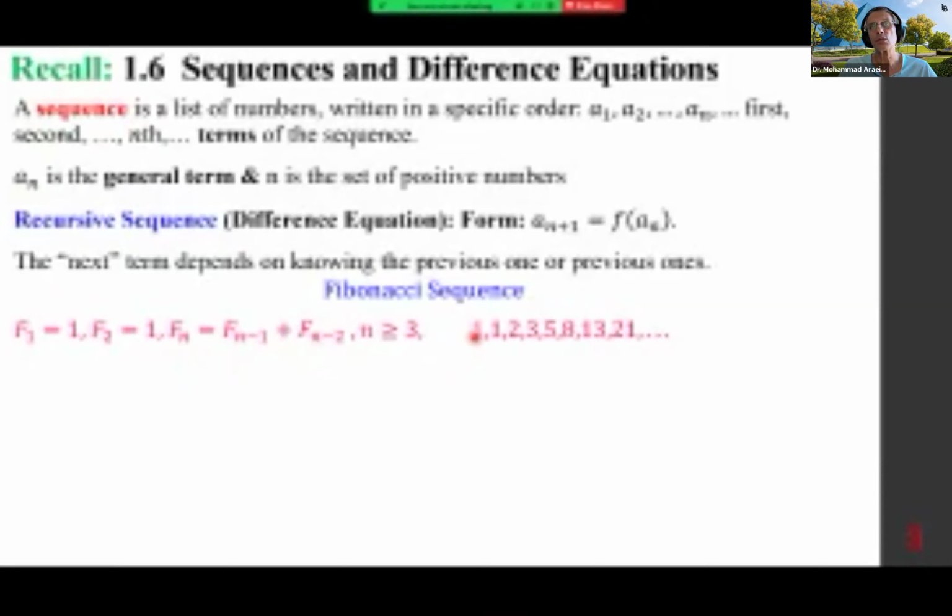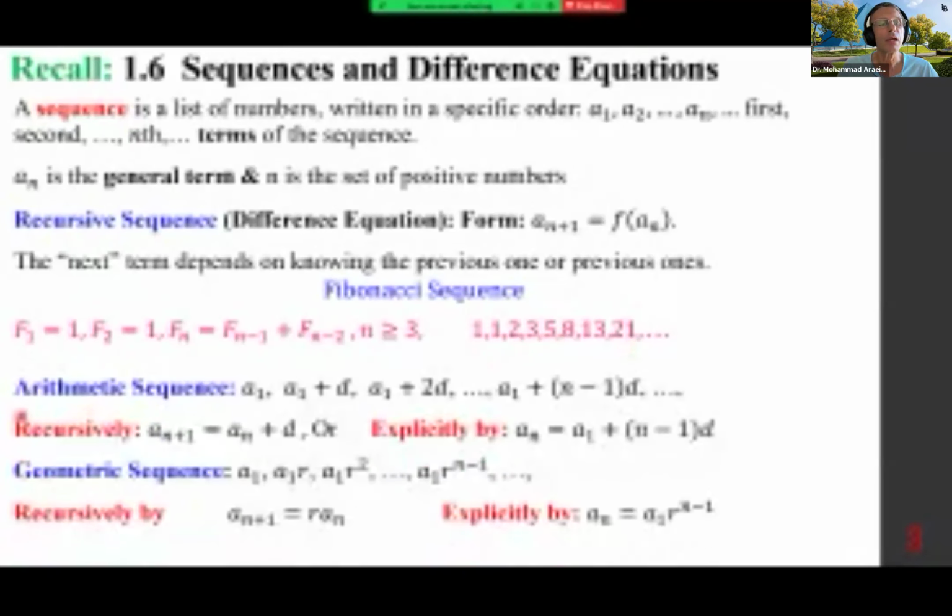So the first one starts with 1. There is nothing before that, so the second one is 1 also. Add these two, you get 2. Add these two, you get 3. Add these two, you get 5. So on and so forth. That's a Fibonacci sequence, which happens in nature a lot.